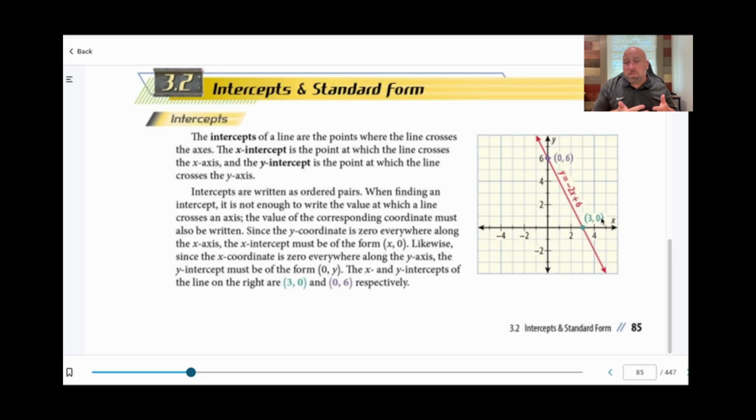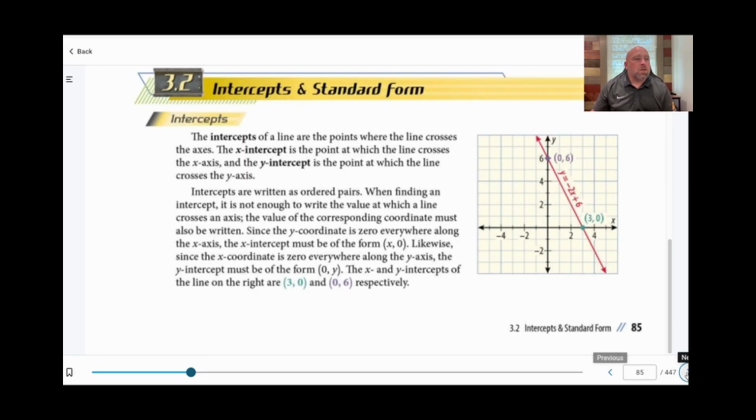So the intercepts are fairly easy to find. To find the y-intercept, plug in 0 for x. To find the x-intercept, plug in 0 for y. And I know it kind of sounds backwards, but it's not. So x-intercept, 0 for y; y-intercept, 0 for x. And when you sub that in, the equation will give you the other value that you're looking for. Okay, so that's the x and the y intercept.